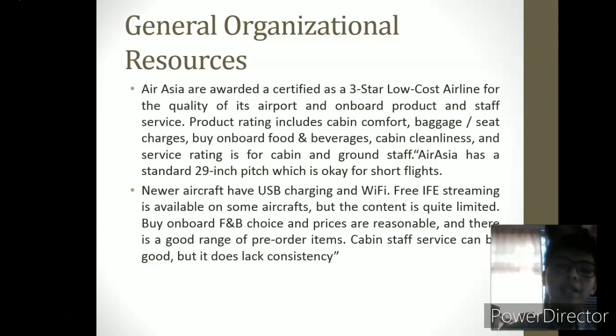Here is the excellent reputation that AirAsia gained. AirAsia was awarded and certified as a 3-star low-cost airline for the quality of its airport and onboard product and staff service. Product rating includes cabin comfort, baggage or seat charges, and onboard food and beverage. Cabin cleanliness, and the service rating is for cabin and ground staff. It shows the capability, the achievement, and the quality of the organization in the company. It may attract investors and shareholders to invest more in this company.